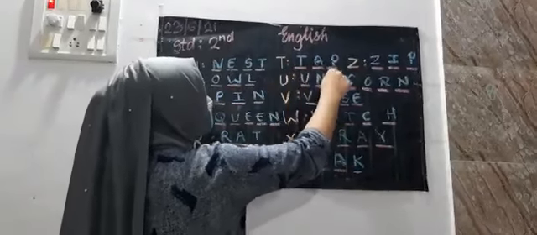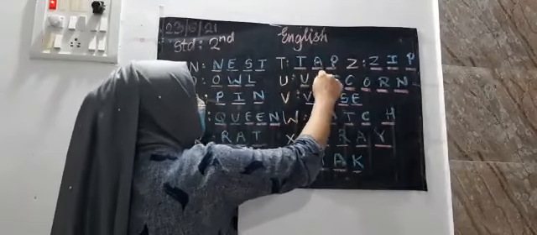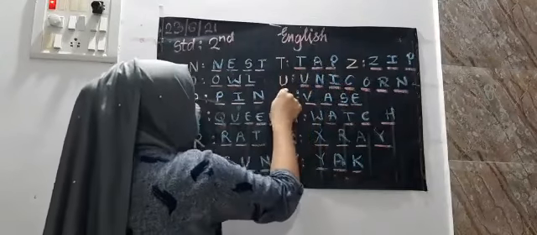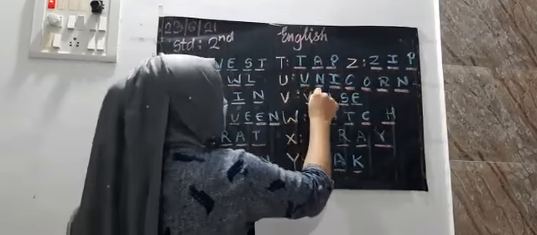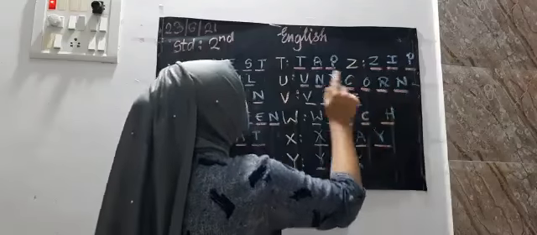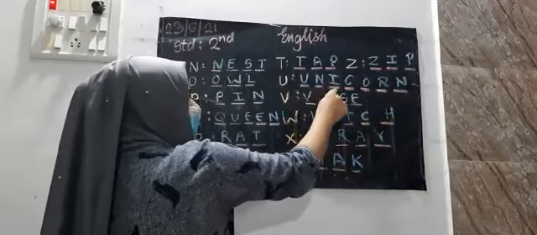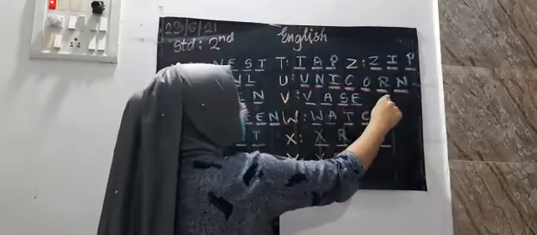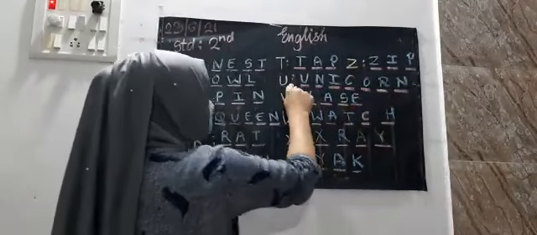T. T for tap. T-A-P. Tap. After T which alphabet? U. U for unicorn. U-N-I-C-O-R-N. Unicorn. After U which alphabet?